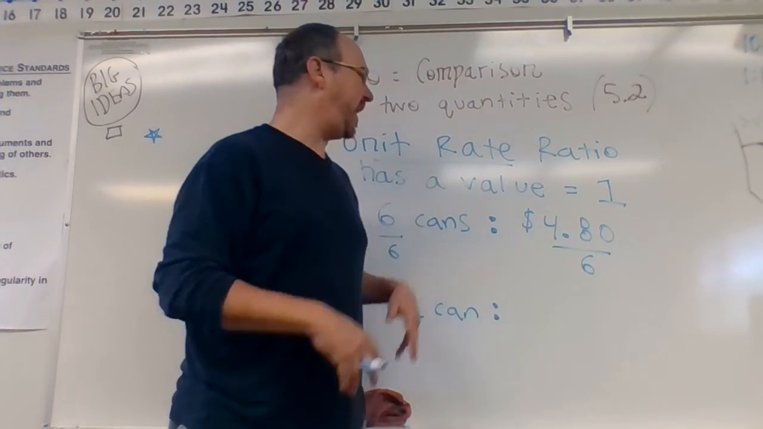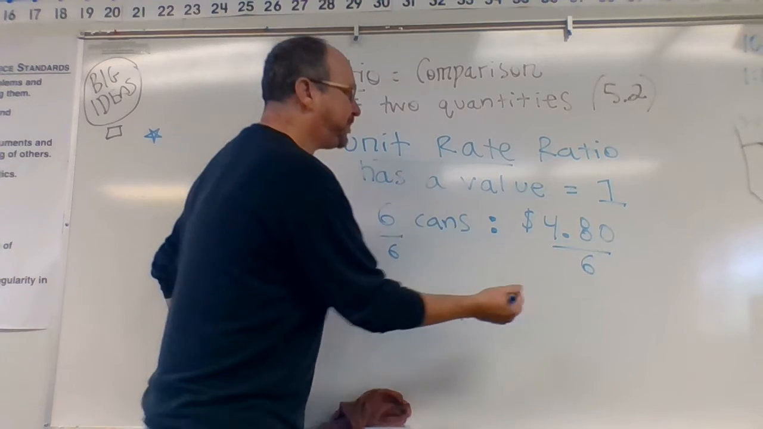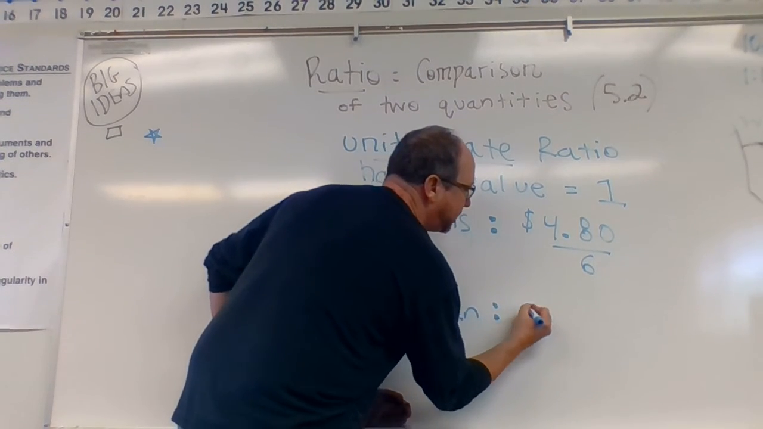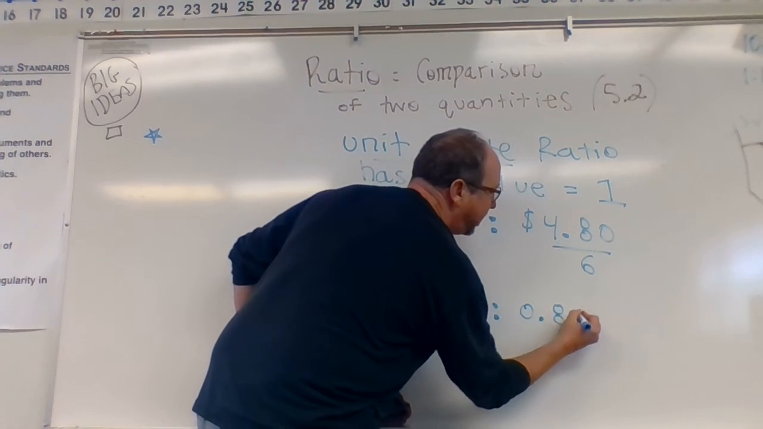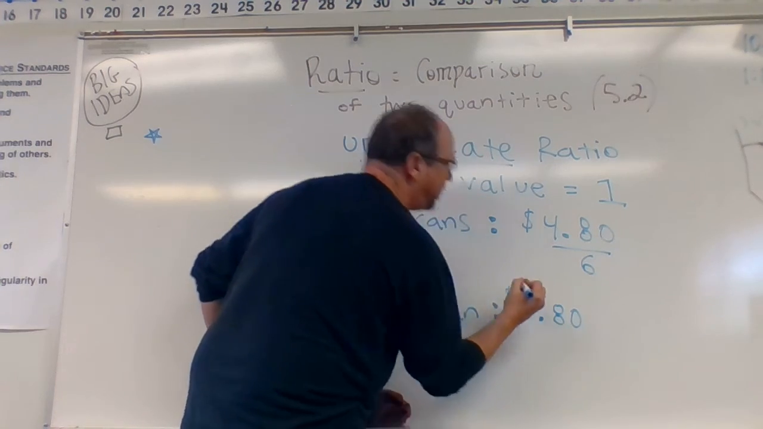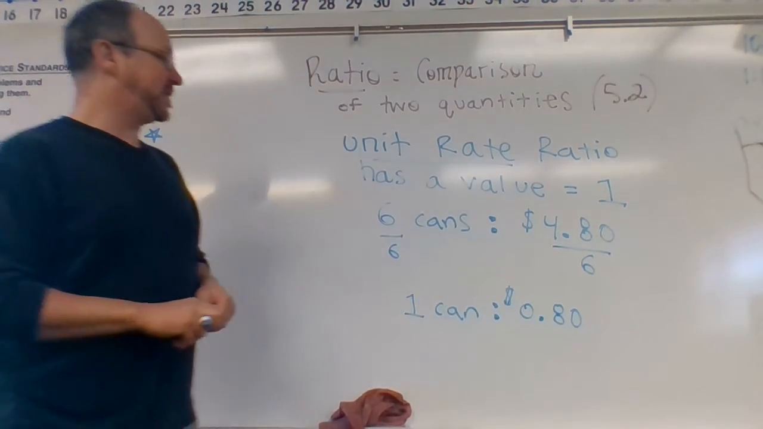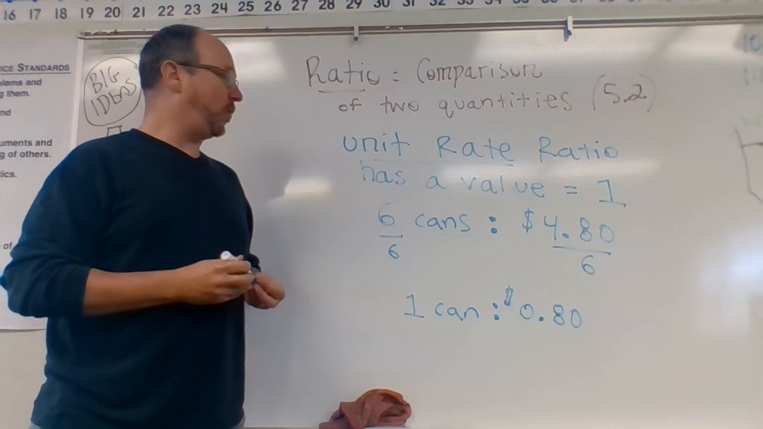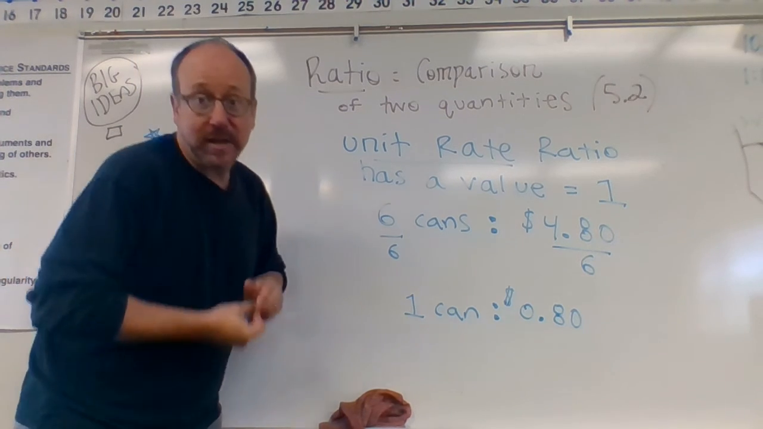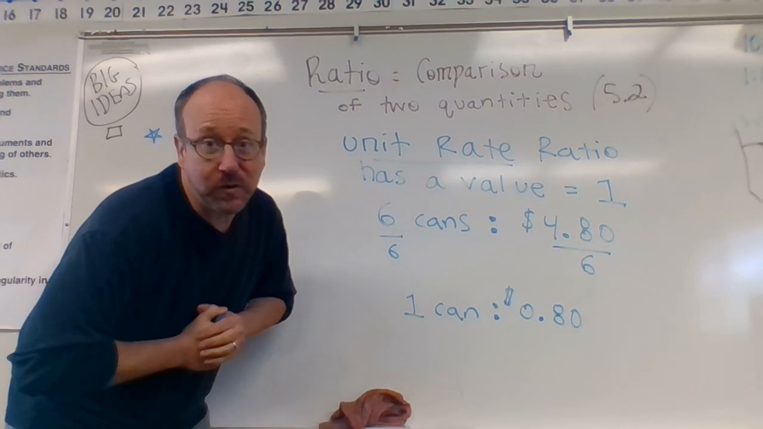What's 480 divided by 6? Well, 6 into 48 is 8, right? So it's going to be $0.80, or 80 cents per 1 can. That is a unit rate because it's got the value equal to 1.